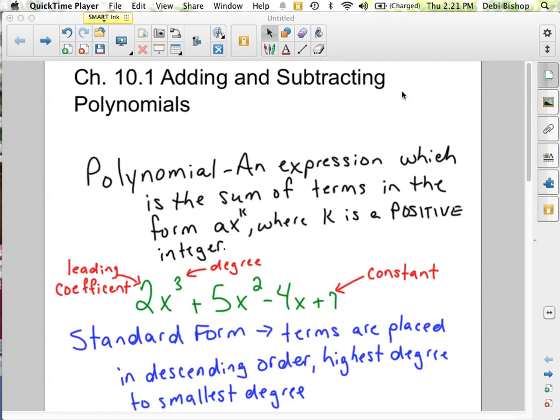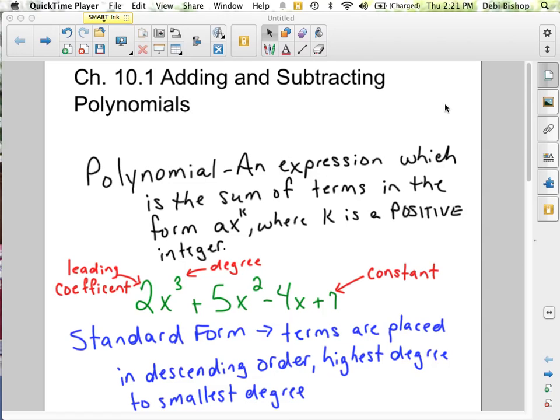Adding and subtracting polynomials this evening. So first, let's talk about what a polynomial is. A polynomial is an expression which is the sum of terms in the form ax to the k, where k is a positive integer. So again, that doesn't mean too much. So let's use an example here.